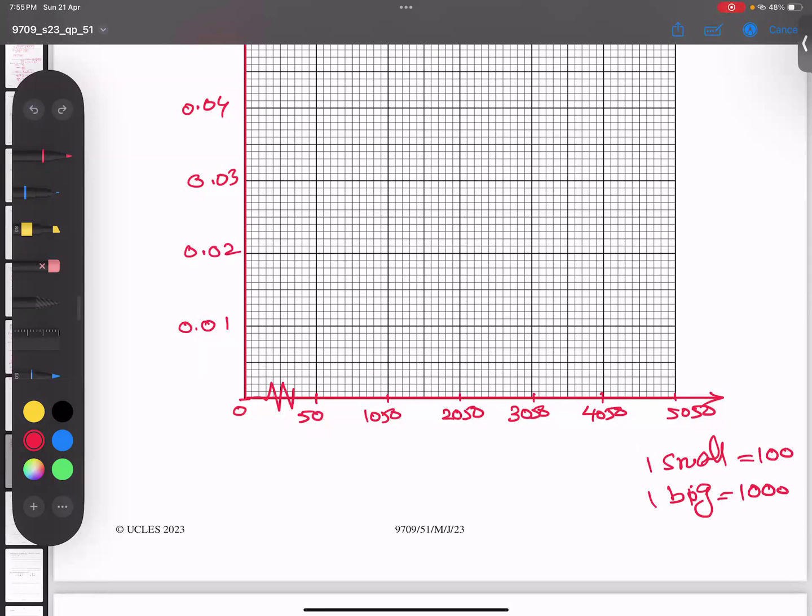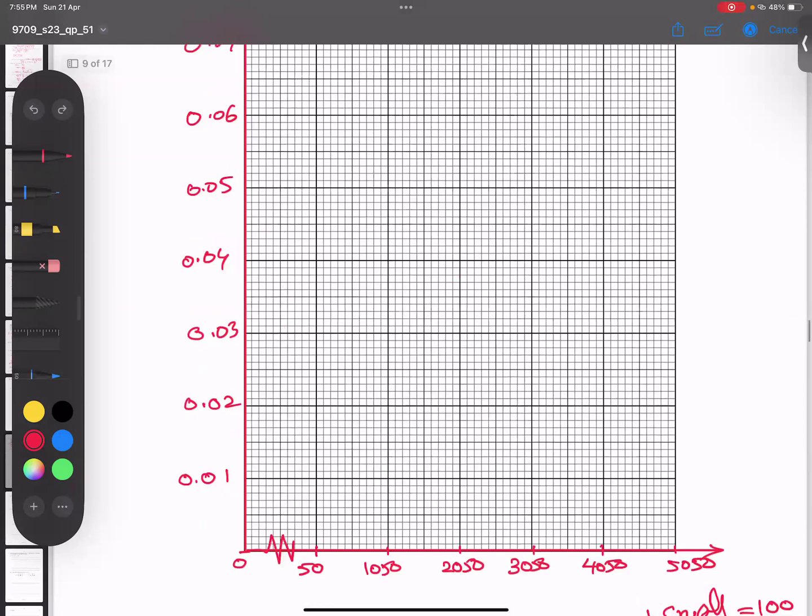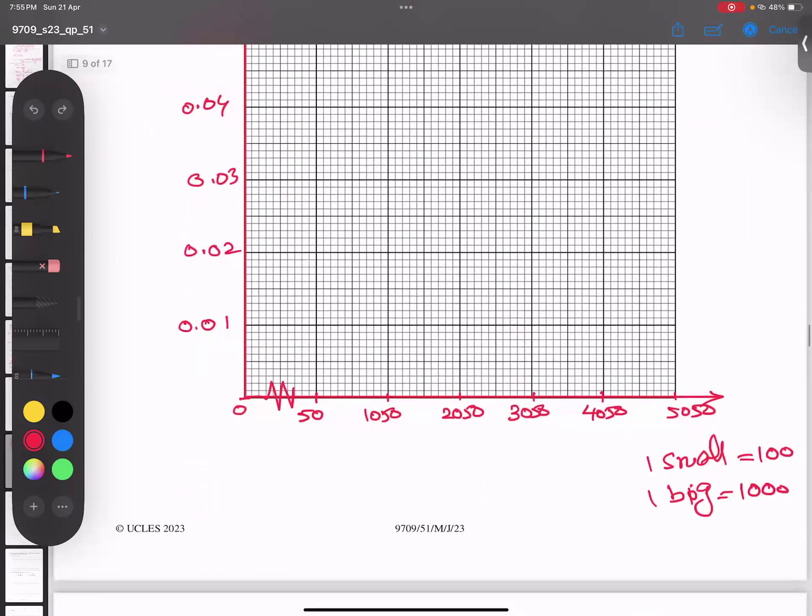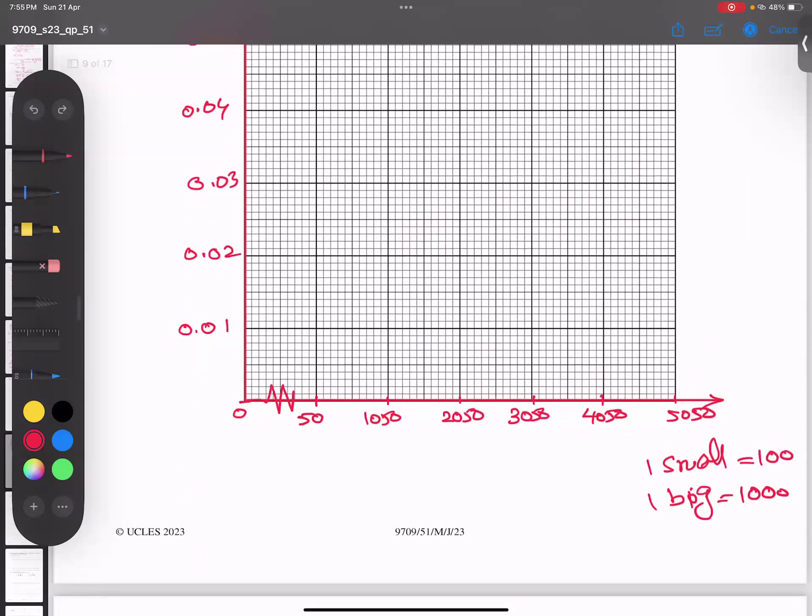Now, where is 850? So 850 is after 8. So 8 and 8.5. So this is 1, 2, 3, 4, 5, 6, 7, 8.5. Here. So the height is 0.01.